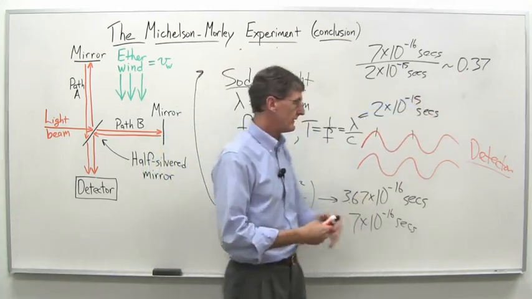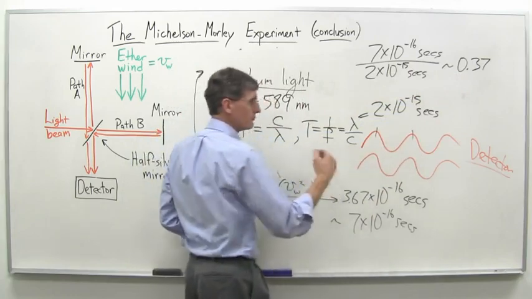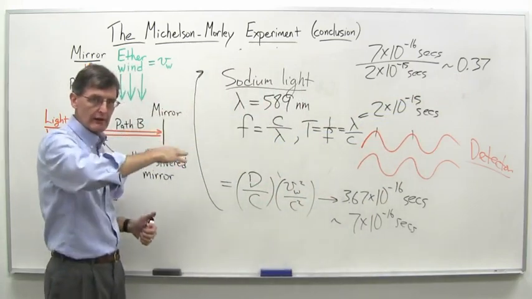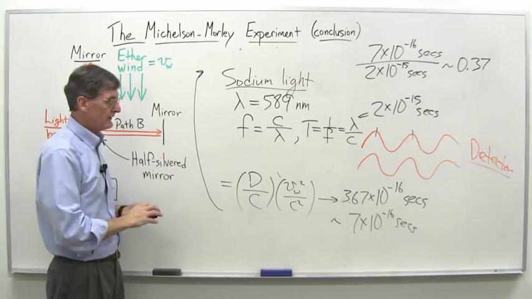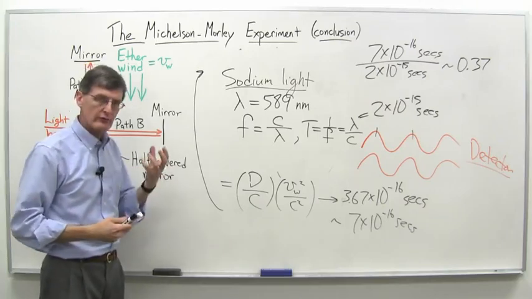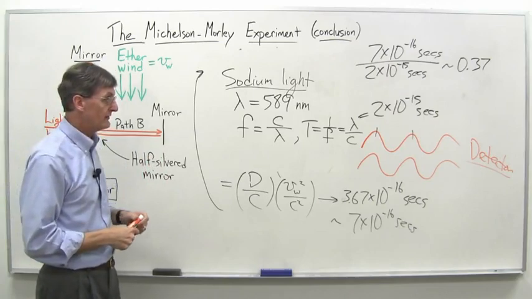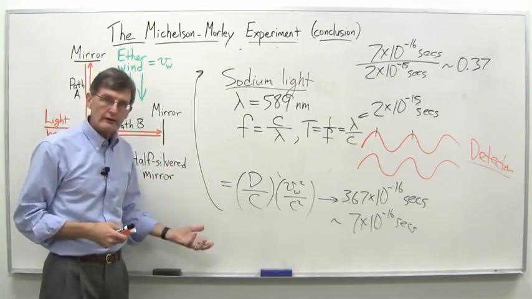A third of a period meant that the light and dark areas would shift by about a third. And again, with the apparatus they're using, it should in principle be pretty easy to see. So what did they find?